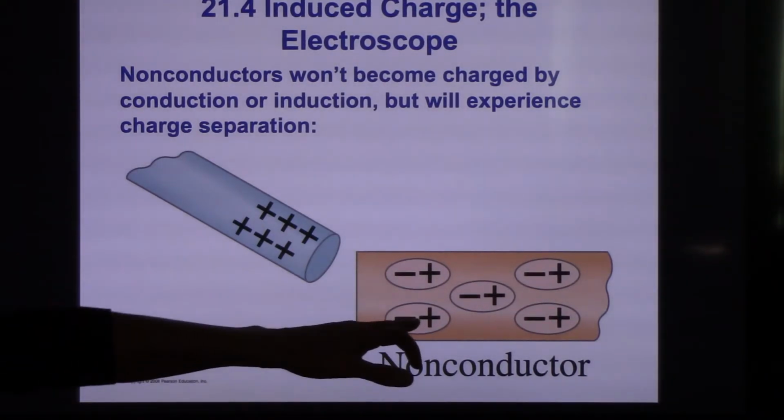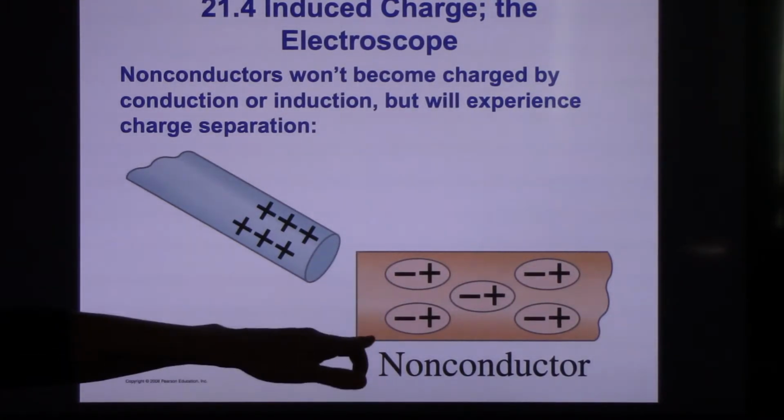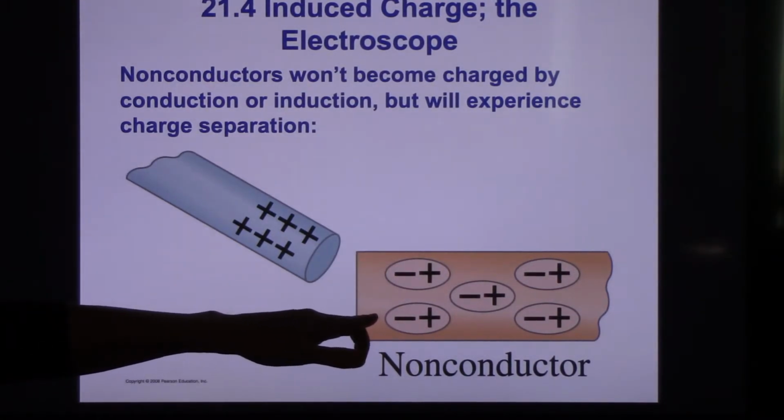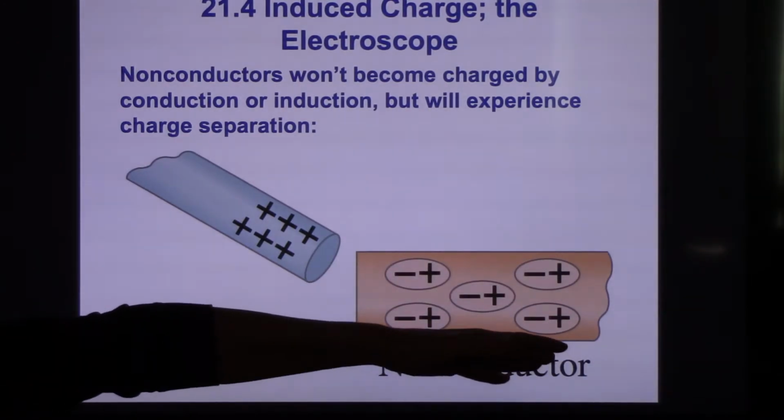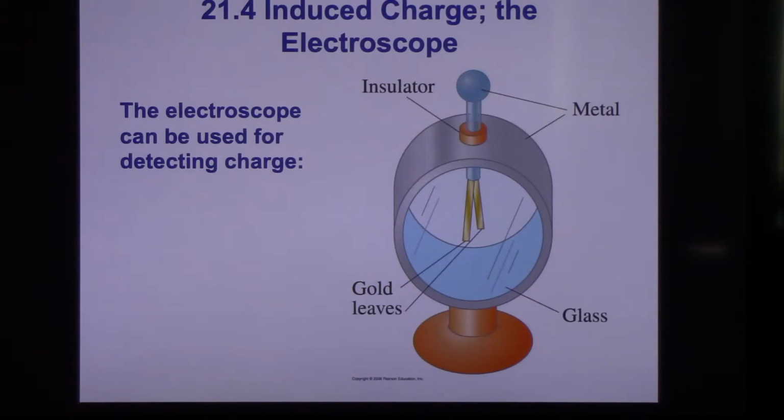And that creates an effect within the material where this end of the material has a measurable negative charge to it, and the other side of the material has a measurable positive charge. So with insulators, as well as conductors, the charges are moving around. It's possible to reconfigure the charges.